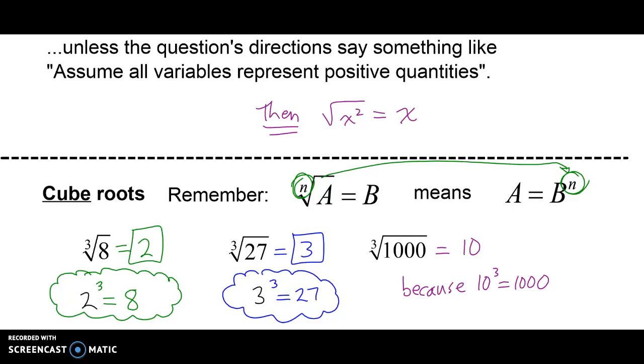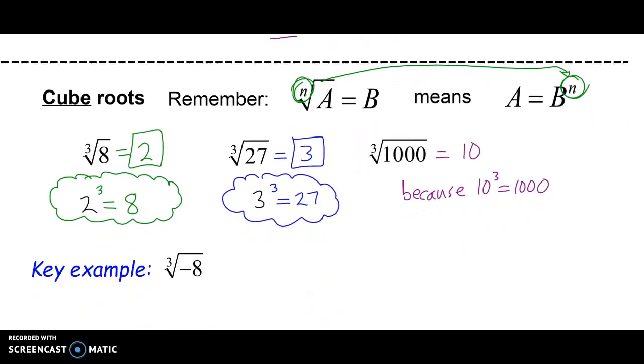And there's one really key example you have to understand if you want to understand not just cube roots, but the big picture of roots overall, and that is the cube root of -8. The reason this is important is that back when you were learning square roots, you learned square roots of negatives don't exist or something like that. Well, cube roots are a different story.